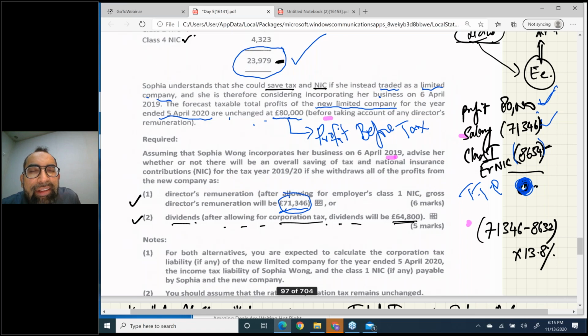Now just think, out of this 80,000, 15,200 will be given to government as corporation tax. So what will be left? 64,800 will be left. That's why it is written C. 64,800 will be distributed as a dividend.